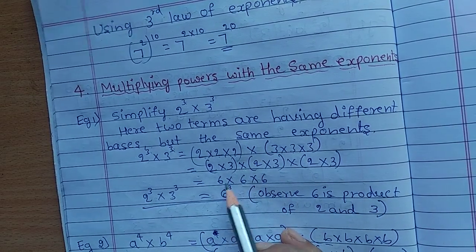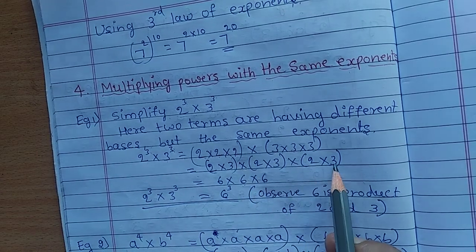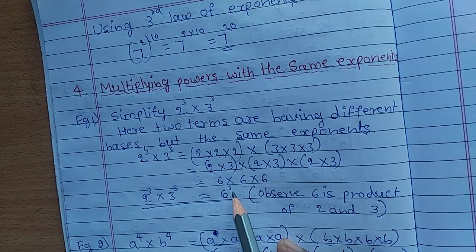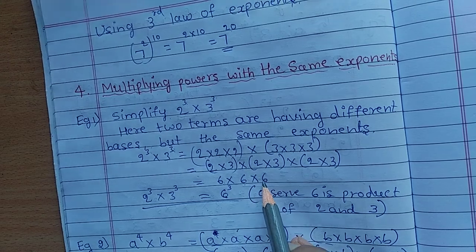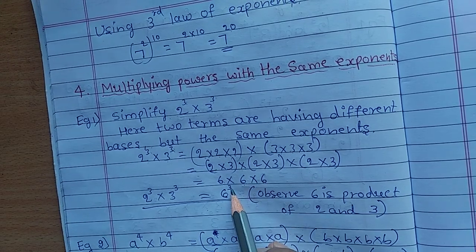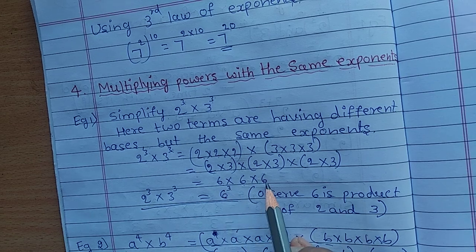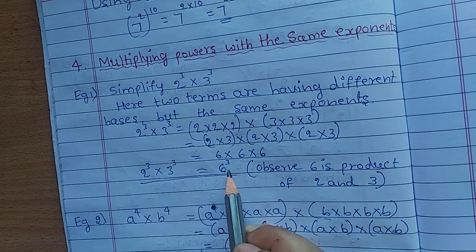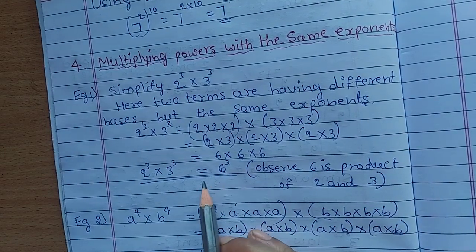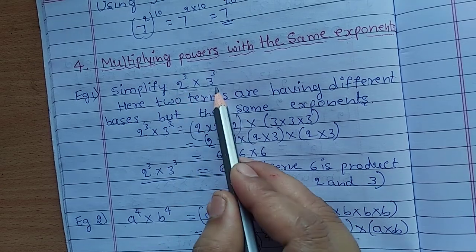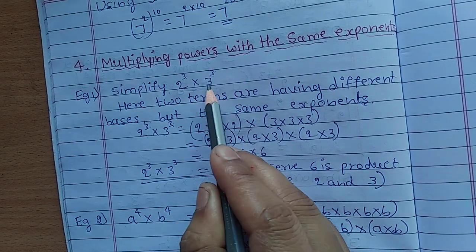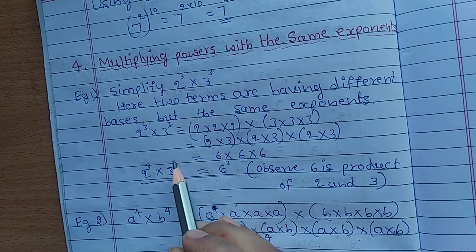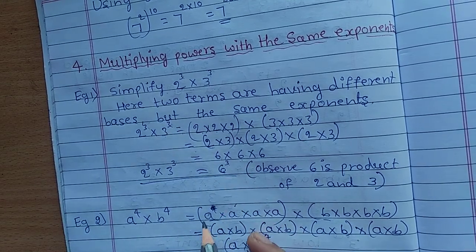2 into 3 is 6. 2 into 3 is 6. 2 into 3 is 6. 6 into 6 into 6. How can we write the exponential form? 6 into 6 into 6, we can write it as 6 cube, because here 6 is multiplied 3 times with itself. We can observe that here 6 is the product of the bases of the given terms. 6 is the product of 2 and 3. 2 and 3 are the bases of the given two terms. 2 cube into 3 cube is equal to 6 cube.